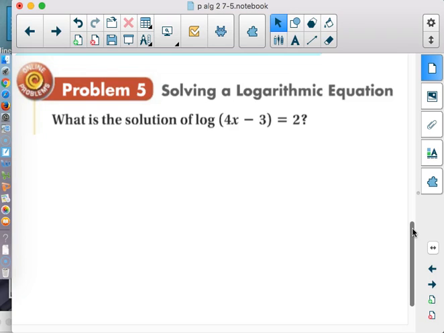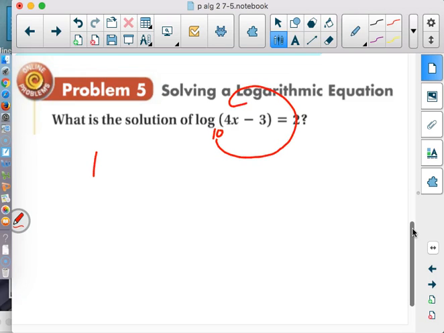But there's no base. Or is there? What's the base for this? It's 10, exactly. We're going to put a little 10 in here. And then, like I said, we know that if we've got logarithms and we can't understand them, all we do is snail shell. So this will be 10 squared equals 4x minus 3.